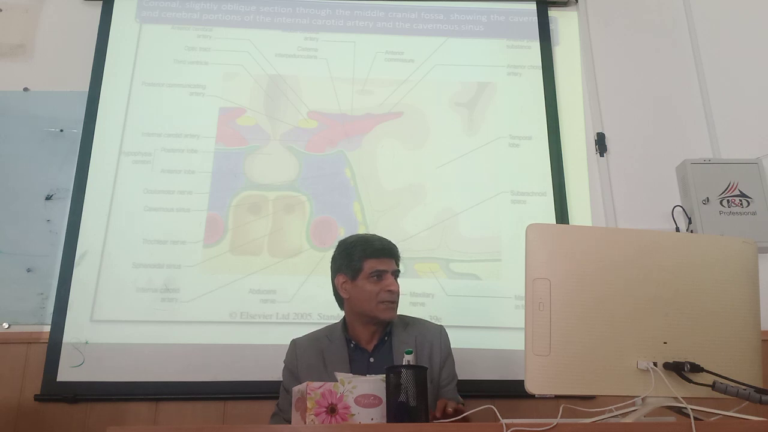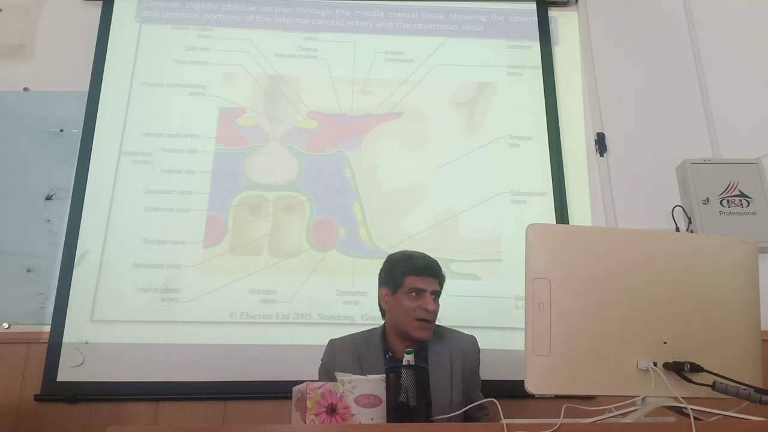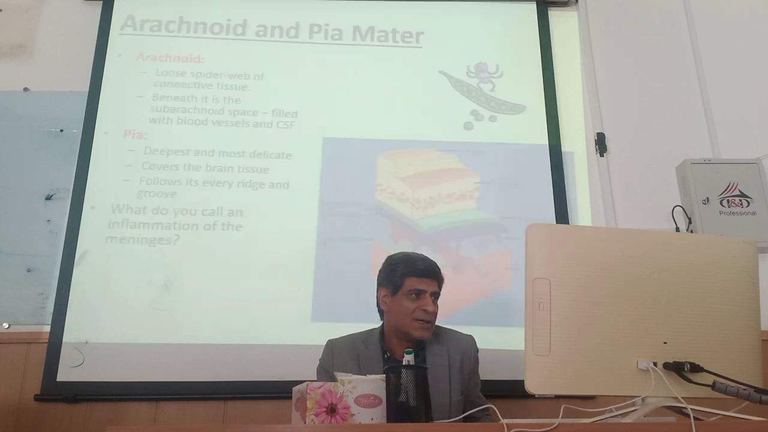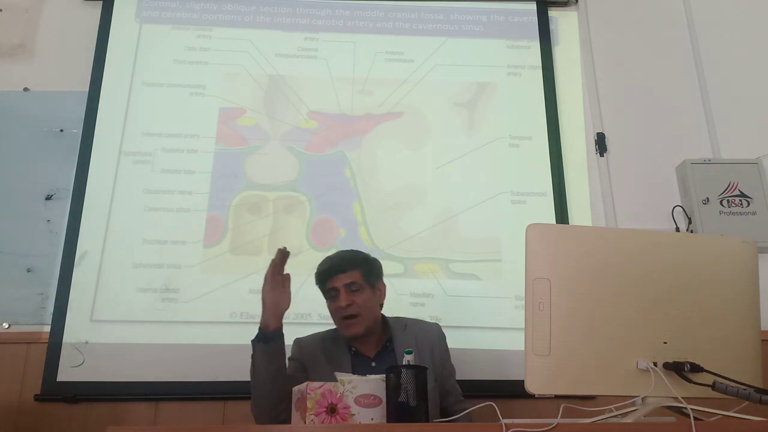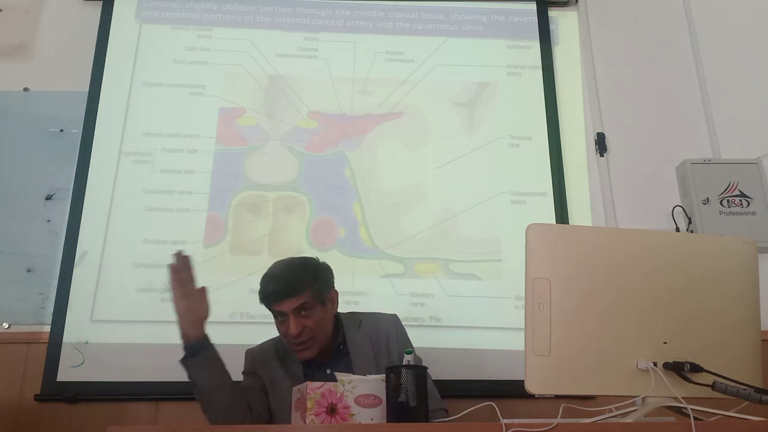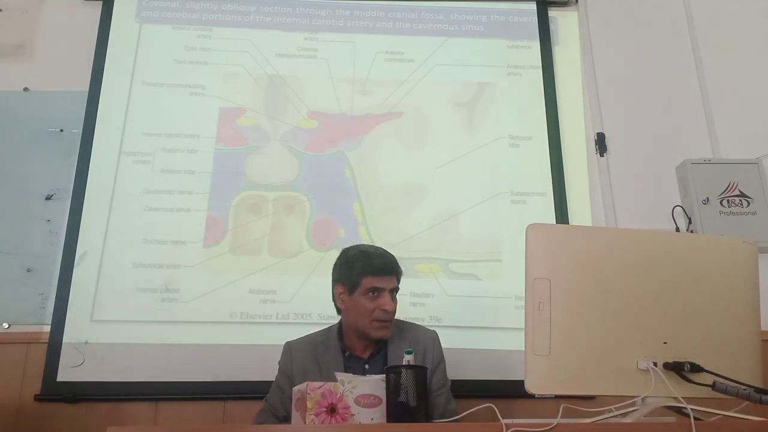Now the cavernous sinus: a coronal, slightly oblique section through the middle cranial fossa, showing the cavernous and cerebral portions of the internal carotid artery and the cavernous sinuses. This is the sphenoid sinus and sella turcica with the hypophysis. The cavernous sinus has a lateral wall, medial wall, anterior wall, and posterior wall.